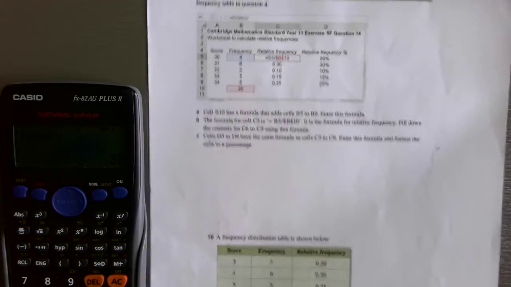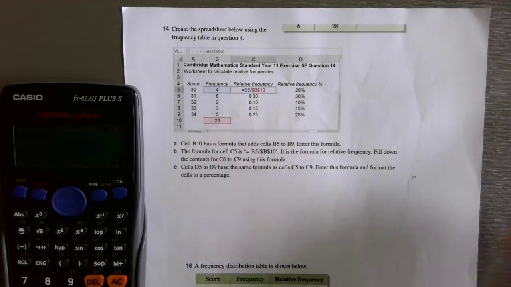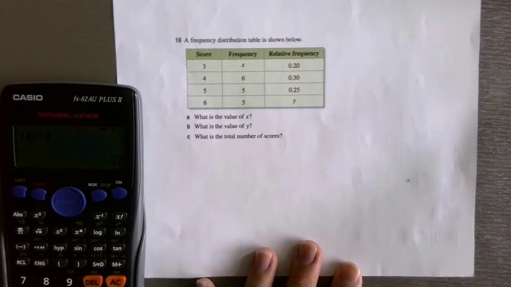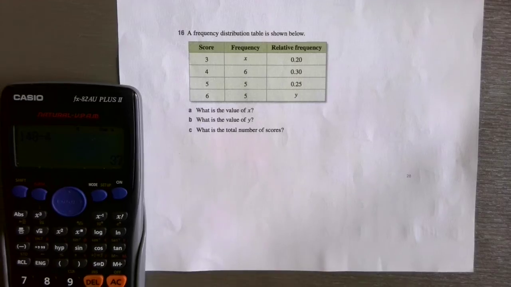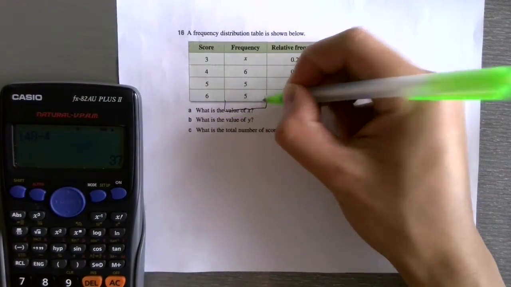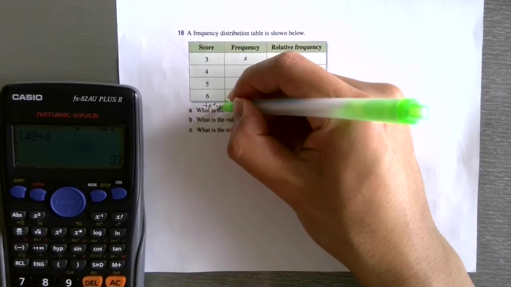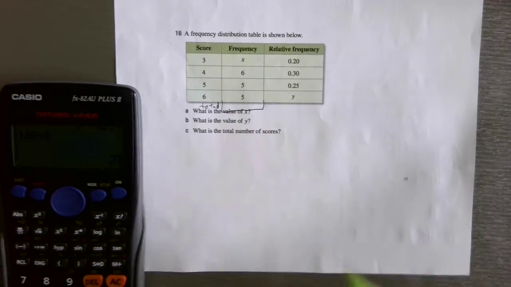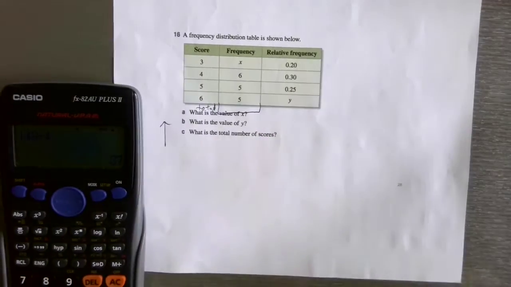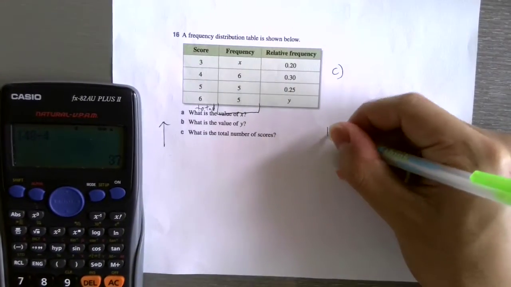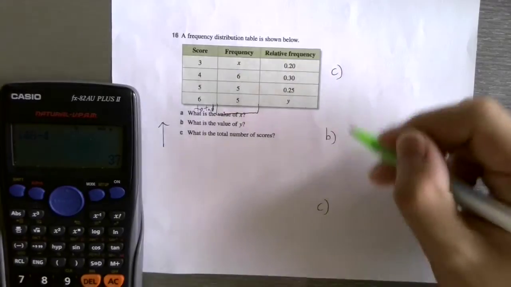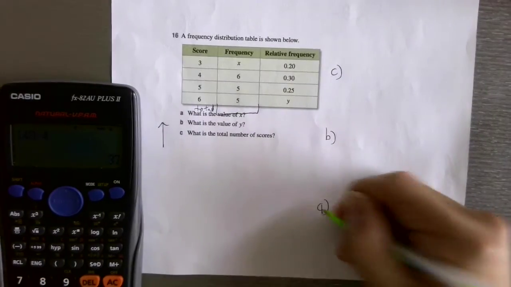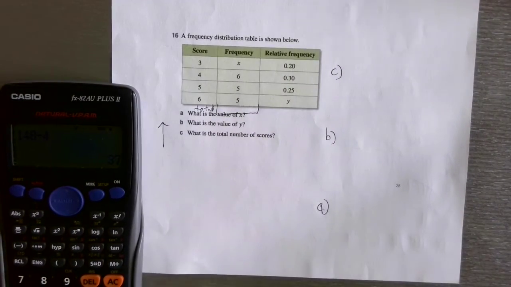We're going to skip question 14 just because it uses a lot of Excel stuff. But let's finish on question 16 here. Now, when you look at this, you instantly know you are missing your total. Now, that's actually question C. And what I would recommend is working these questions backwards, solving C and then B and then A. Okay? So, how can we work out the total of the scores?